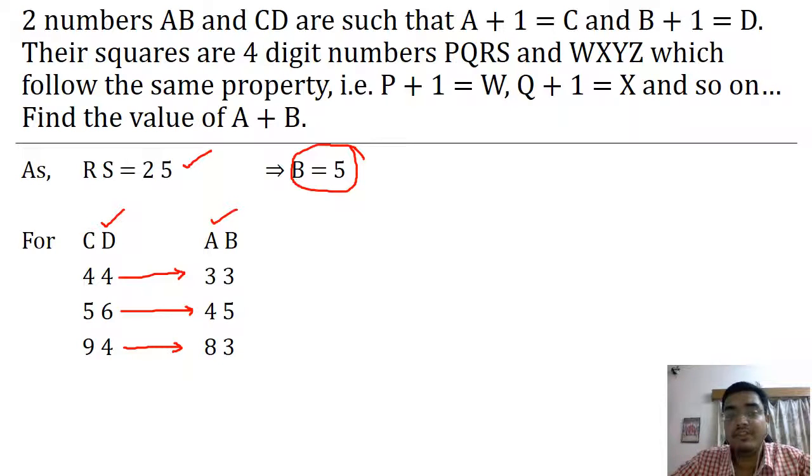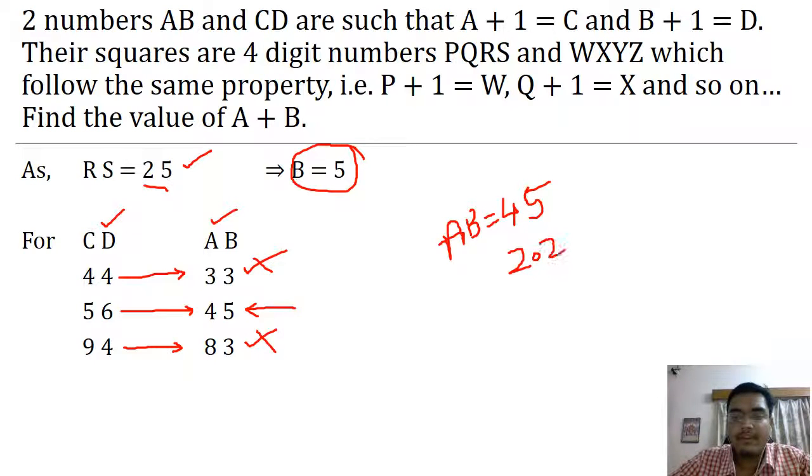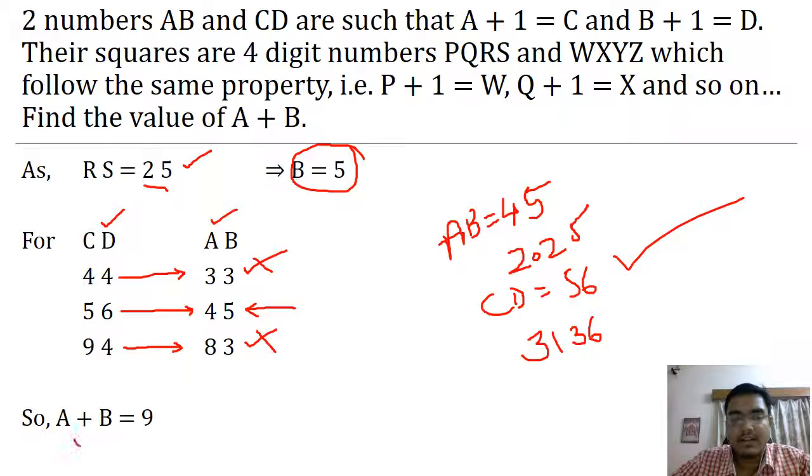Now we have to find a number which will end in 5 because RS was 25. So can 33 or 83 end in 5? No, right? So our answer would be 56 and 45. So AB is 45. Square of 45 is 2025. And our CD is 56. See, we have added 11 to AB to get CD. And what is the value of CD square? 3136. So our A plus B is equal to 4 plus 5, which is 9.